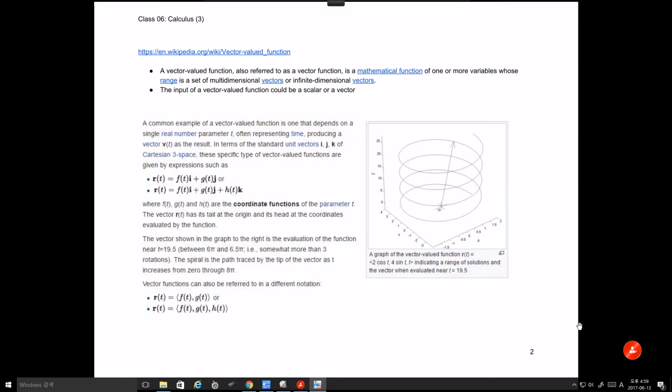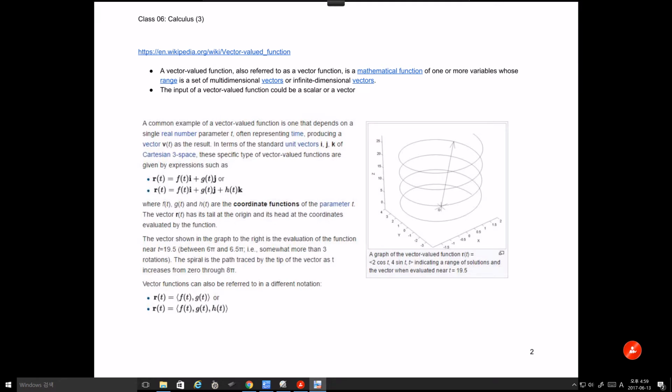Vector-valued function. A vector-valued function, also referred to as a vector function, is a mathematical function of one or more variables whose range is a set of multi-dimensional vectors or infinite-dimensional vectors. Now the output is not just a single scalar or constant. Now the output of the function is a vector. The input of a vector-valued function could be a scalar, just a number, or a vector.